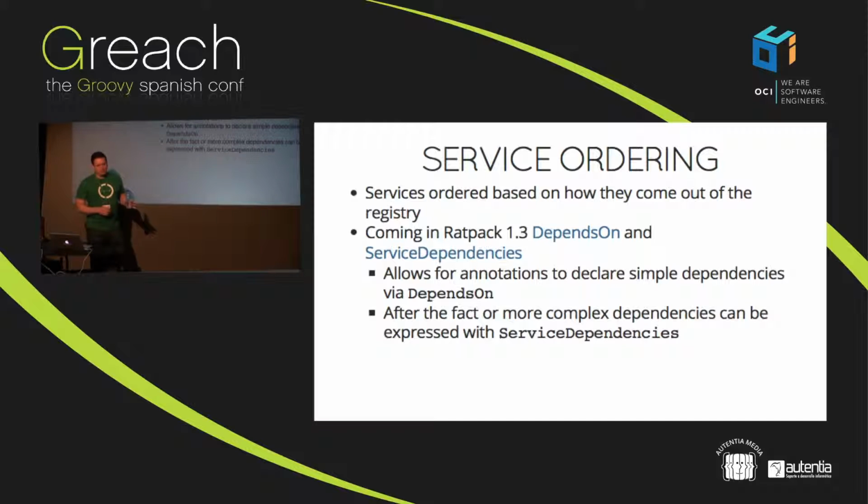So coming in Ratpack 1.3, I totally didn't plan to keep selling 1.3. It's just that it's solving a lot of our current production problems, so that's good. Coming in Ratpack 1.3 is a new annotation as well as this ServiceDependencies interface. You can use the annotation to simply declare that this service depends on another, and then you can also use ServiceDependencies, which is far more robust, in particular if you're combining two Ratpack libraries that don't know about each other, but in your app you want one to come before the other.